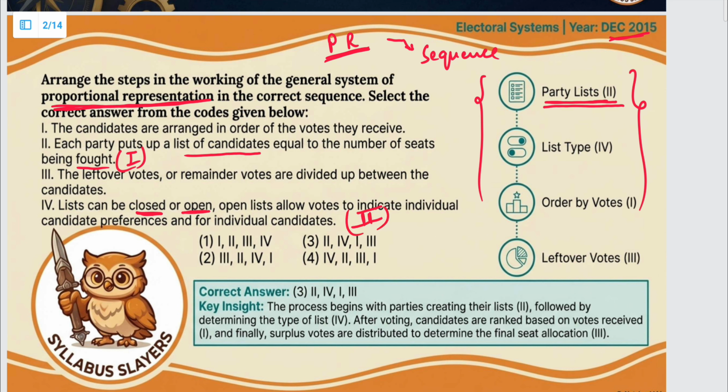उसके बाद में the order, so according to the votes the candidates are arranged in a specific order. ठीक है. So that will be the third step. So the candidates are arranged in order of the votes they receive. Then the fourth step is regarding the leftover votes. So the leftover votes or the remainder votes are divided up between the candidates. So that will be the fourth step. ठीक है. So according to this, the correct answer is the third option.